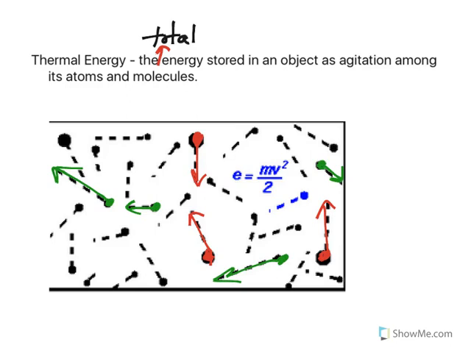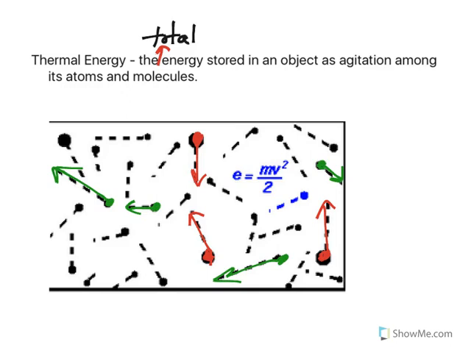So the hotter an object is, the more thermal energy it will have, as well as a higher temperature. The colder an object is, the lower thermal energy it has, and the cooler temperature will have less of a temperature. The hotter the object, the faster the particles are moving in the material. The colder the object, the slower the atoms and molecules are moving in the material.